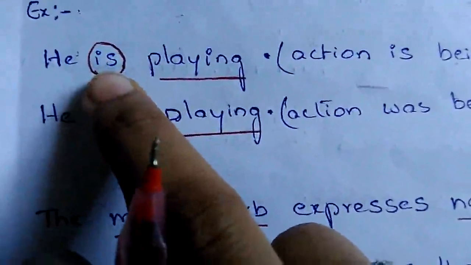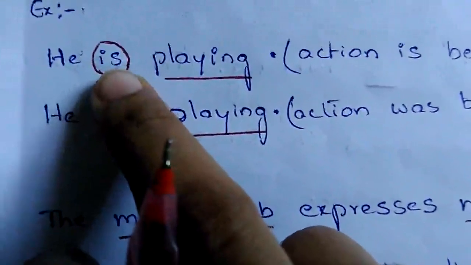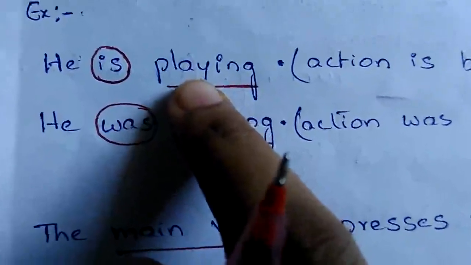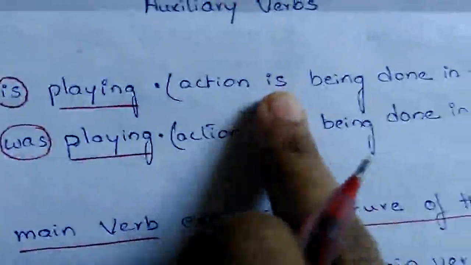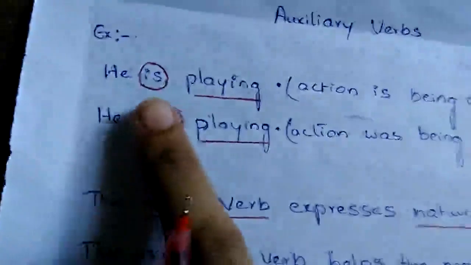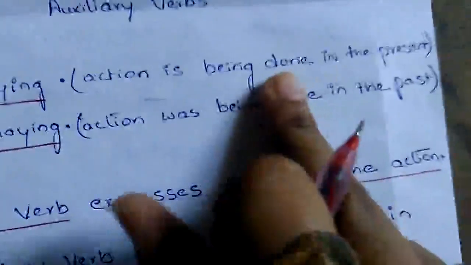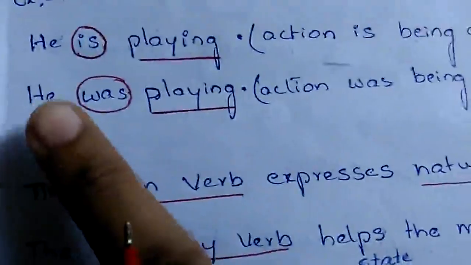When you look at this helping verb, we come to know that this sentence is in present tense, and the action denoted by the subject is being done in the present. So by looking at the helping verb, we come to know that the action playing is being done in the present.